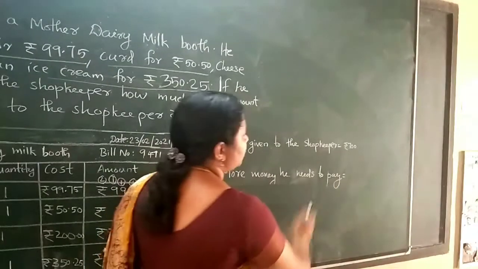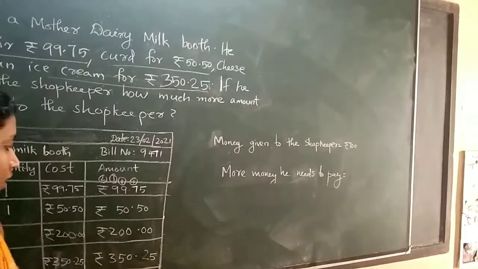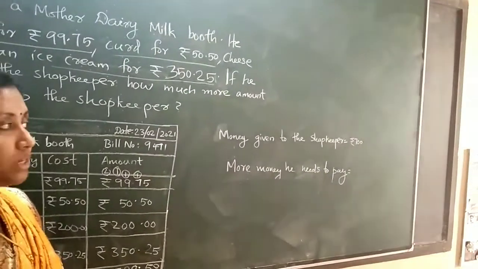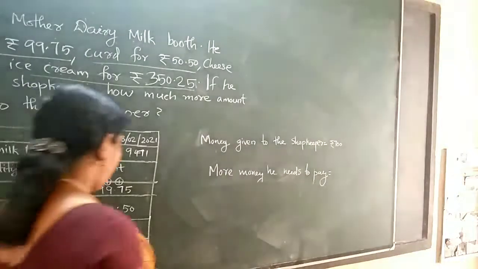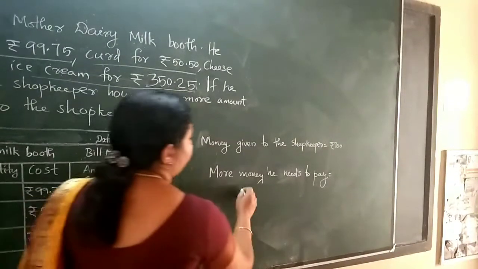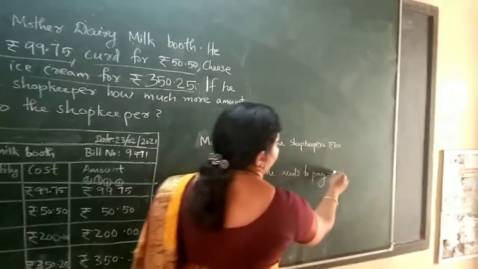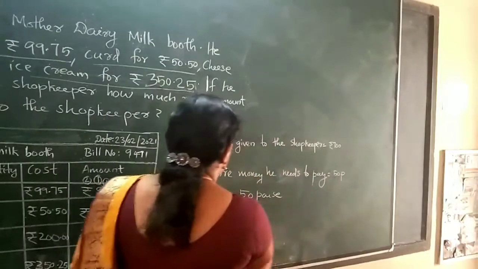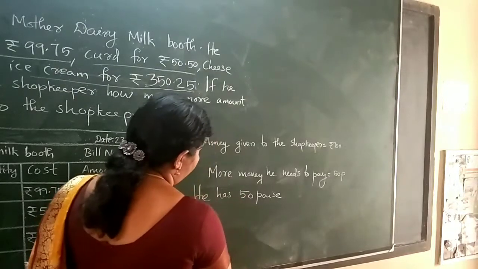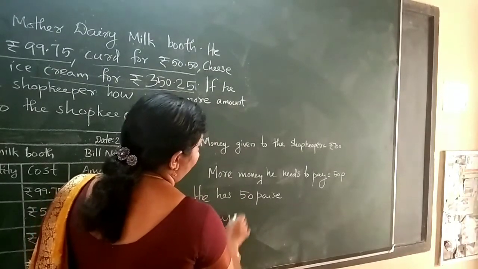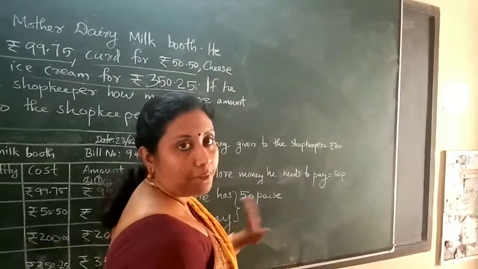Then more money he needs to pay. How much more money? Here what is the total amount? 700 rupees and 50 paise. So how much more money does he have to pay? Yes, only 50 paise. He has to pay 50 paise more.